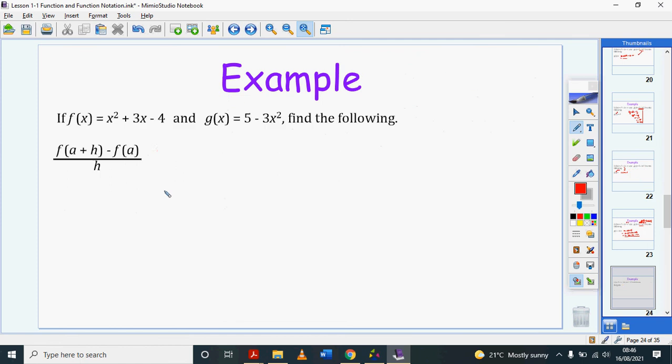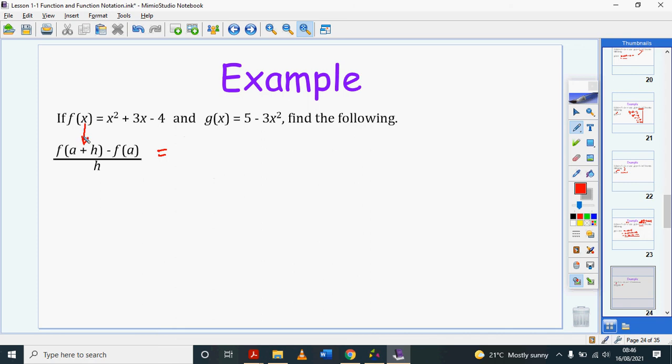Okay, now the big one. What do I get when I have f of a plus h minus f of a, divided by h? Now this looks weird for you because it's your first day in pre-calculus and you're like, what is happening here? What's with the a and h? So it's an idea that you will study again next year in calculus, and that idea is the derivative. So what you have to do here is remember where you have x, just plug in a plus h.